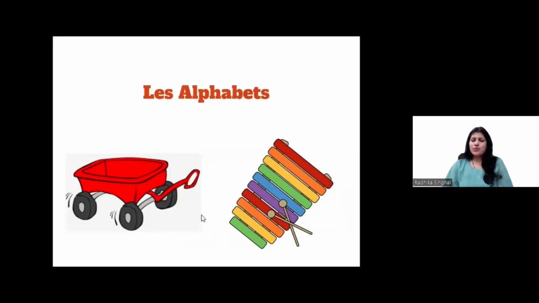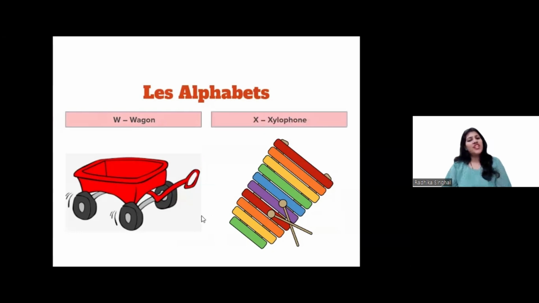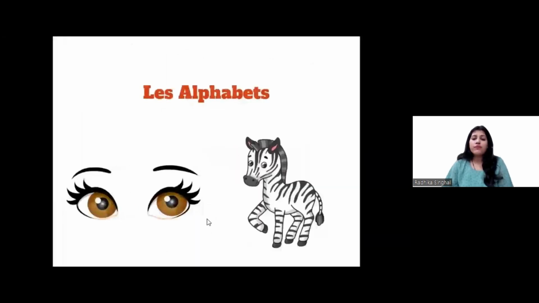The next two images on screen, you have wagon. Wagon. It's the same in English, or people call it a cart as well. And then again, we have a playful instrument, a xylophone, same in French, xylophone. The pronunciation a little different, xylophone.